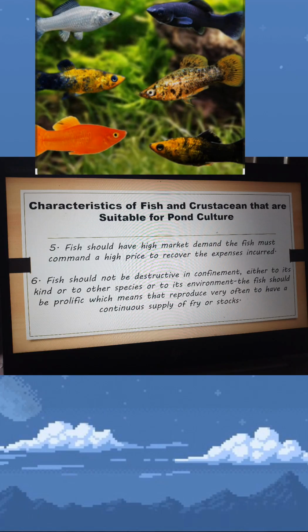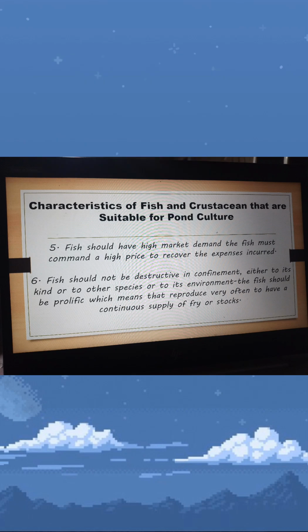The fifth one is that fish should have high market demand. Raising fish is an investment, so choosing species people want to buy ensures profit. Examples are tilapia, milkfish, shrimp, and catfish, which have consistently high market demand locally and internationally. The sixth one is that fish should not be destructive and should be prolific. Fish should coexist with others in the pond without harming them and reproduce often, ensuring continuous stocks for harvest. For example, tilapia reproduce quickly in ponds, allowing a continuous supply of fingerlings. Catfish grow well without destroying pond habitats.